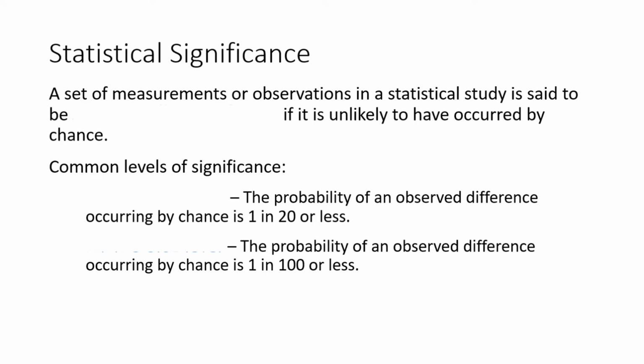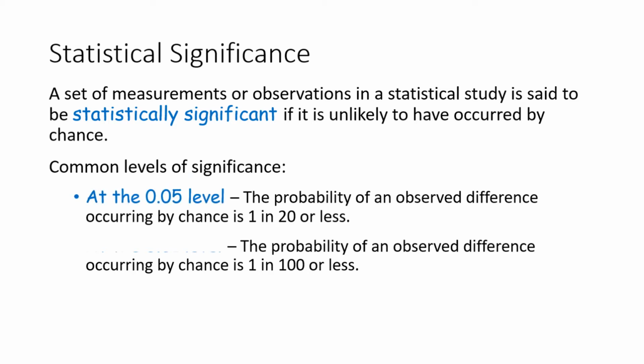A set of measurements or observations in a statistical study is said to be statistically significant if it is unlikely to have occurred just by chance. Common levels of significance: at the 0.05 level, the probability of an observed difference occurring by chance is 1 in 20 or less. At the 0.01 level, the probability of an observed difference occurring by chance is 1 in 100 or less.